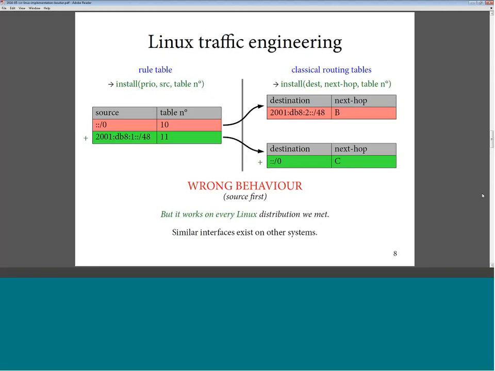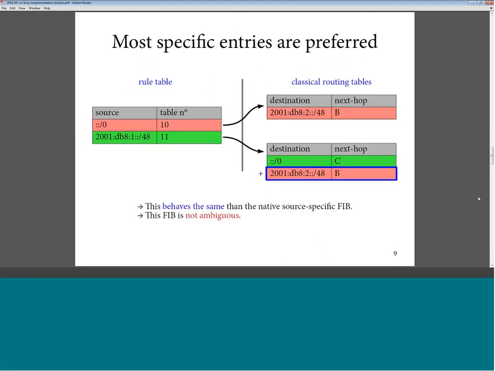And next, there is a hope to do something correct. Indeed, if you look at the entry we had in the destination table, the routing table at the bottom, we can achieve by using this more specific entry exactly the same behavior that we had in the native source-specific table. So now, in fact, the FIB is not ambiguous.